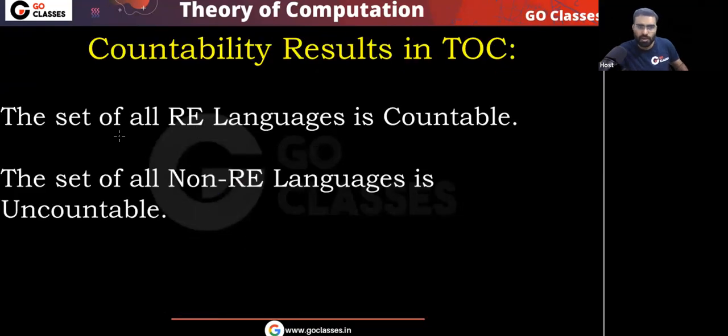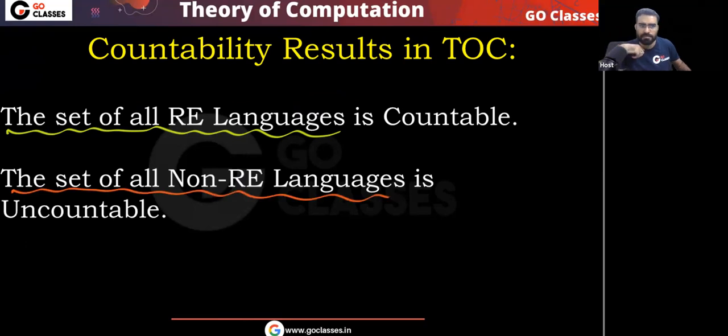Now you can easily notice the set of all RE languages will be countable. Yes or no? If you take the set of all RE languages, that will be countable. But the set of all not RE languages will be uncountable. Okay, is this clear? So very simple, the set of all RE languages will be countable.